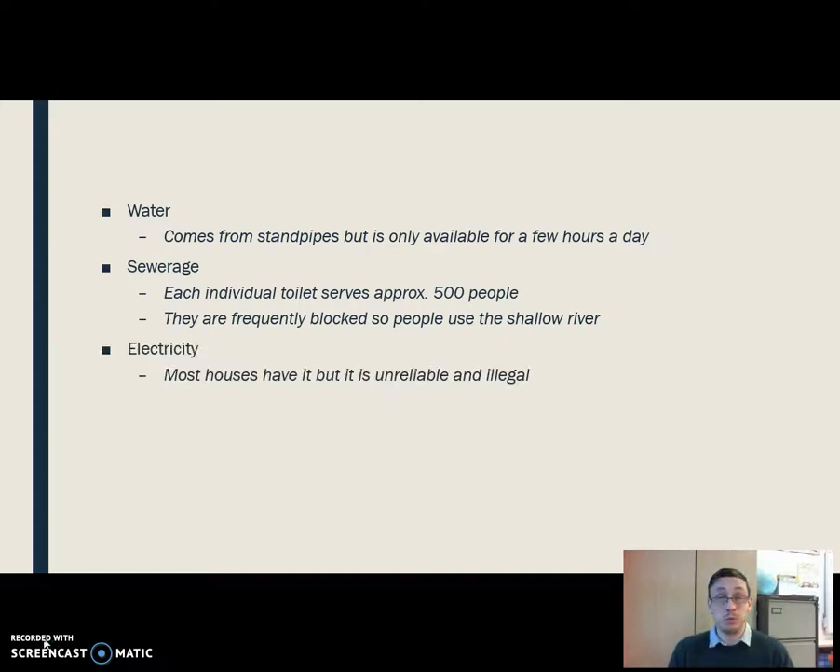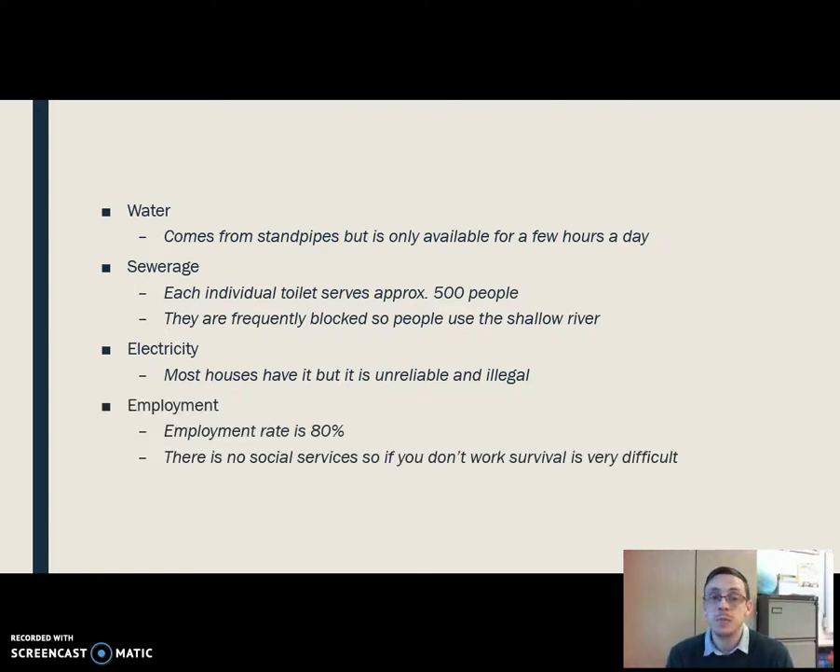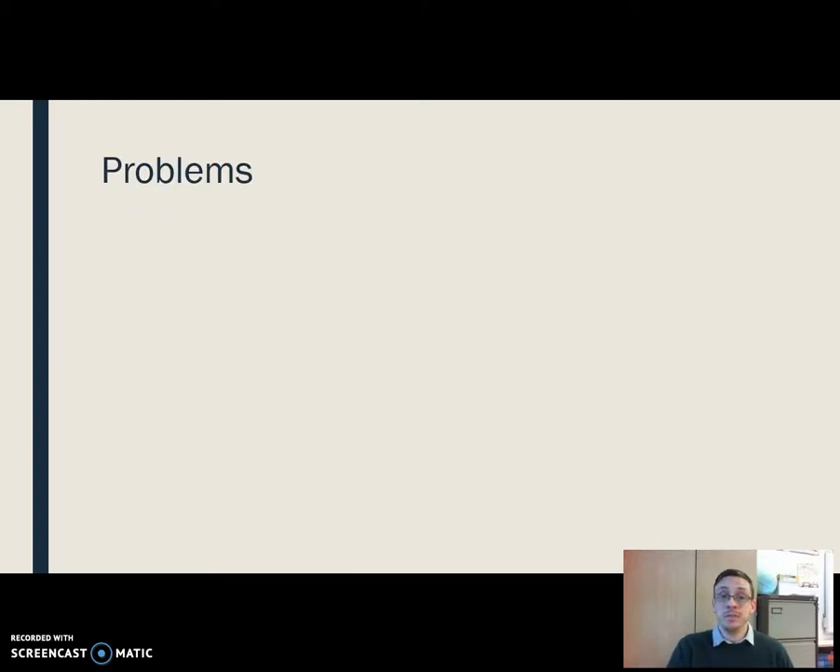Electricity, most houses do have access to electricity. However, it's illegal electricity that they've effectively run a wire to the nearest main power pylon, and as such, it's unreliable. Now, one of the interesting things about Dharavi, the employment rate is about 80%. Most people work because if you don't work, survival is difficult because there is no social services. So if you're not working, you're not earning, living is going to be hard, but it does result in really, really high employment figures.